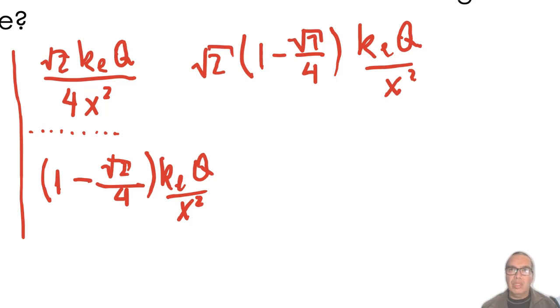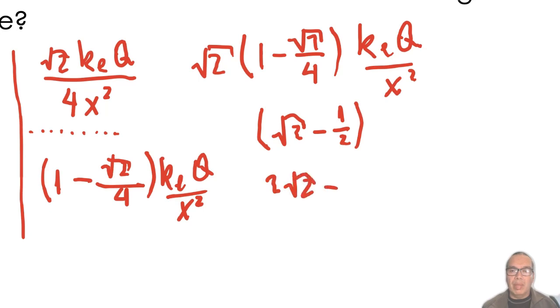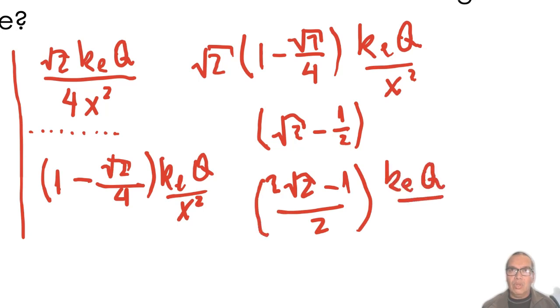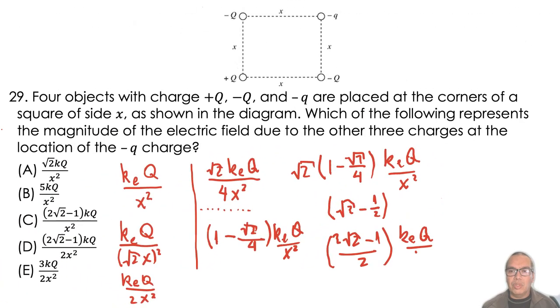So we have square root of 2 times (1 minus square root of 2) over 4, which is equal to the square root of 2 minus 1 over 2, or (2 square root of 2 minus 1) over 2. When you multiply the coefficient times kQ over x squared, you get the answer in option D.